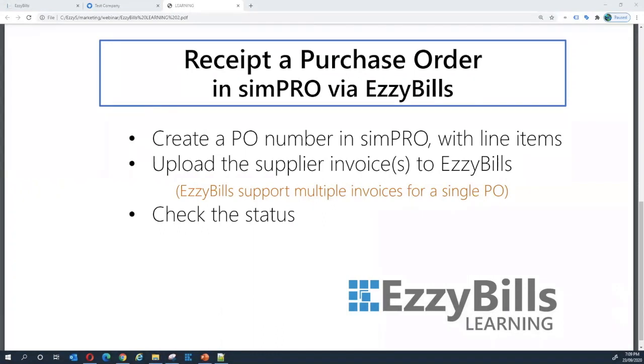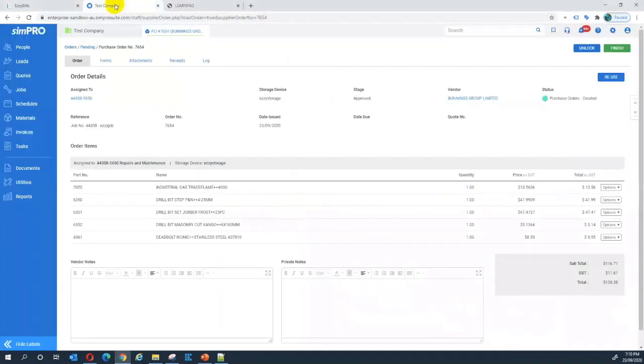This video will walk through a process to receipt a purchase order in simPRO, which has multiple line items. First, I create a purchase order in simPRO with all the lines. This purchase order has order number here and with 5 lines. Then I receive a partial delivery and the supplier invoice with back order.